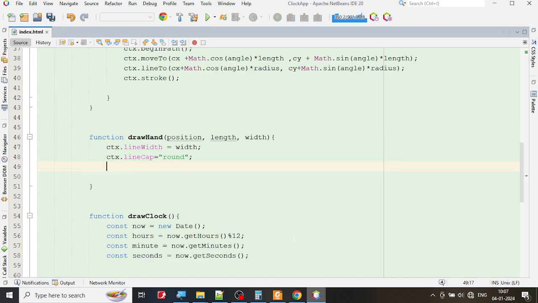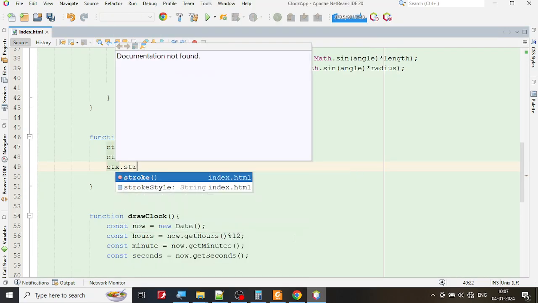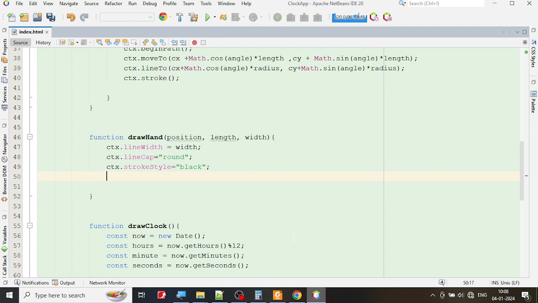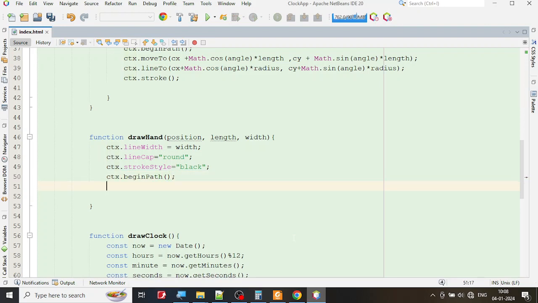So let's set that color, ctx.strokeStyle. Let's say it is black. Done. Now let's start drawing it. So ctx dot, we know very well, to start we have to say beginPath. We have to start with the path.